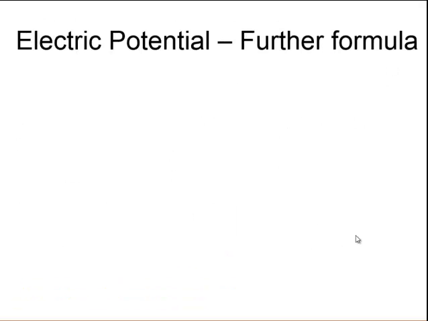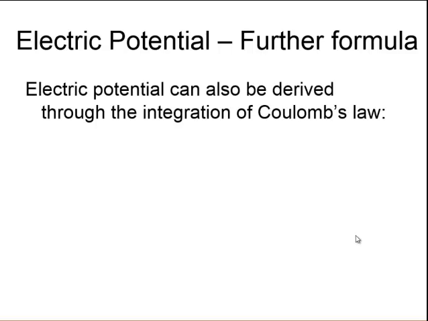So for electric potential, we've got a further formula here to make you aware of. Electric potential can also be derived through integration of Coulomb's law. Now, in IB physics, for the diploma, you don't need to worry about your ability to integrate. However, if you can, or if you want to, then you should recognise that through the integration of Coulomb's law, we can work out that the voltage is going to be equal to Coulomb's constant times Q divided by R, and this is also equal to, as we know, Coulomb's constant is equal to 1 over 4 pi epsilon 0, multiplied by Q over R.